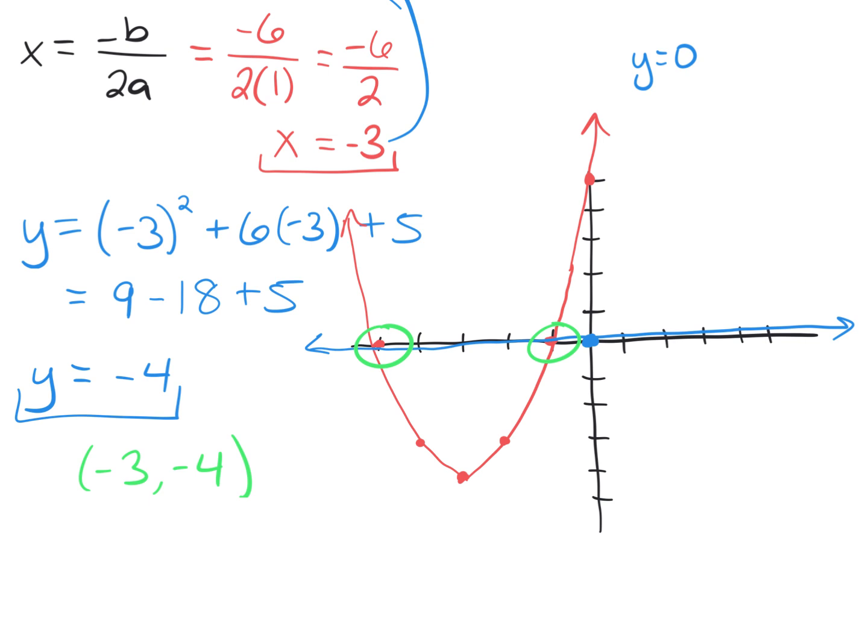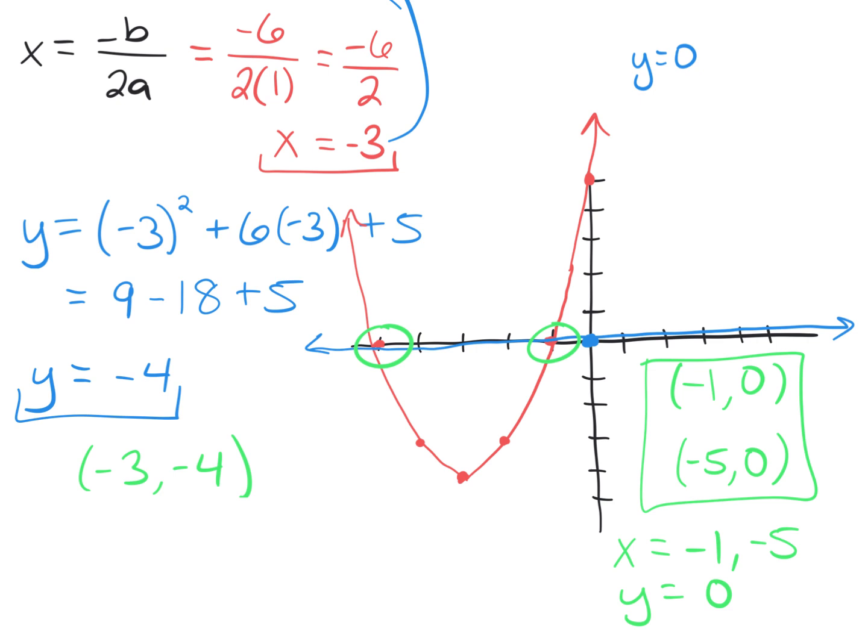How do I write those as answers? -1, 0. I like it. What else? -5, 0. Good. If it asks for the x values, what are my solutions? -1, -5. If it asks for my y solutions, 0. So again, this is our whole goal that we're trying to get to, is where the two lines cross.